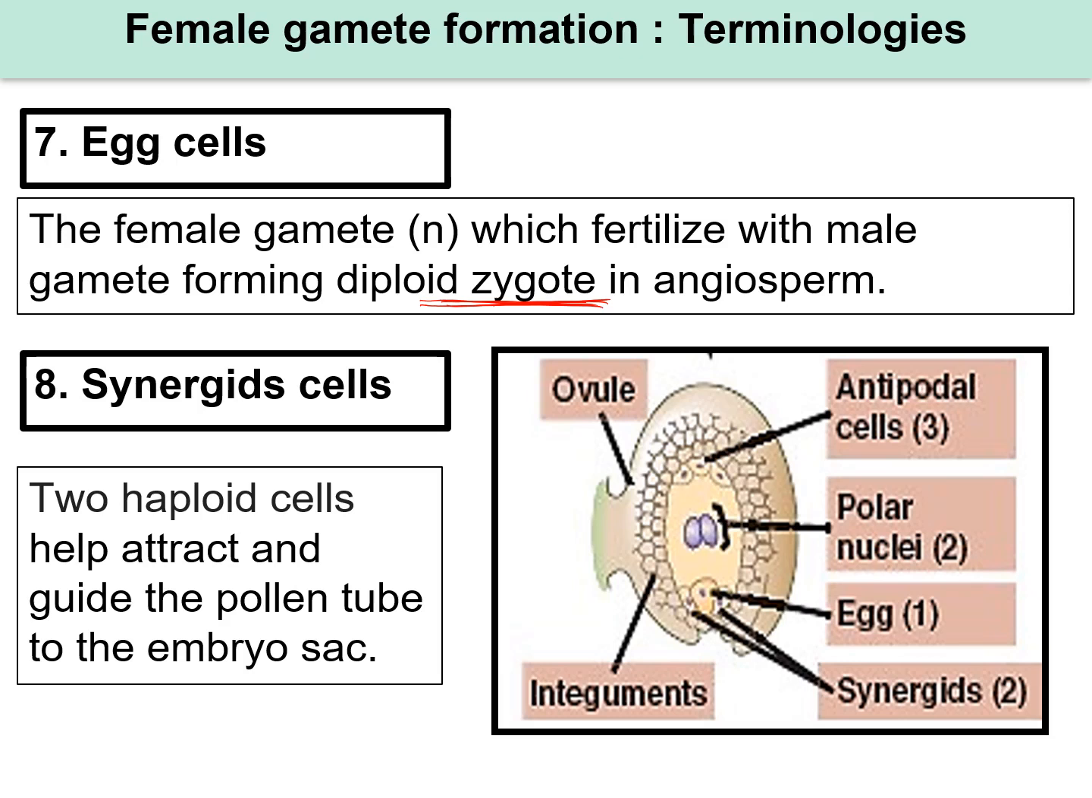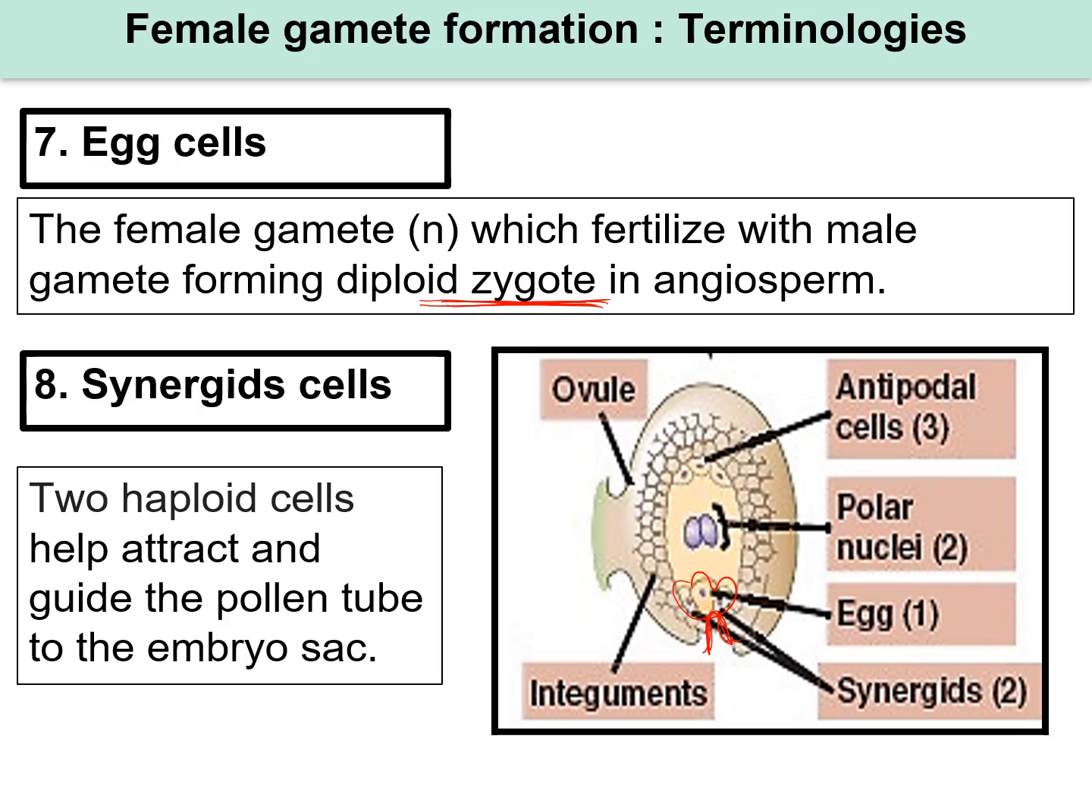Synergid cells are at the part close to the micropyle. Micropyle is the opening that leads sperm or the male gamete into the embryo sac. So synergid cells are two haploid cells that help to attract the pollen tube to the embryo sac.